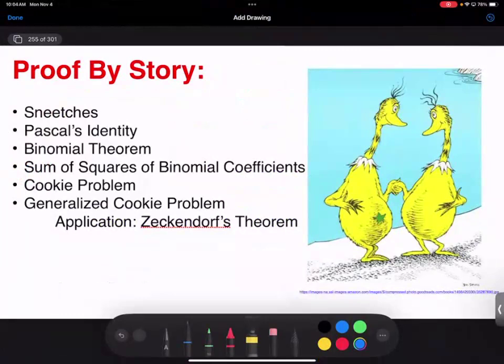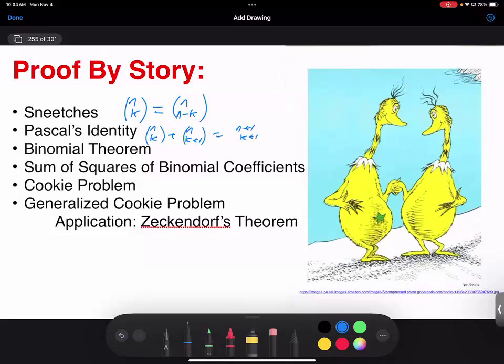So here are a couple of things you can prove by stories. The first is the Sneetches theorem, and this is n choose k is equal to n choose n minus k. Then there's Pascal's identity, n choose k plus n choose k plus 1 equals n plus 1 choose k plus 1. Then there's the binomial theorem, (x plus y) to the n equals the sum, k goes from 0 to n, of n choose k, x to the k, y to the n minus k.